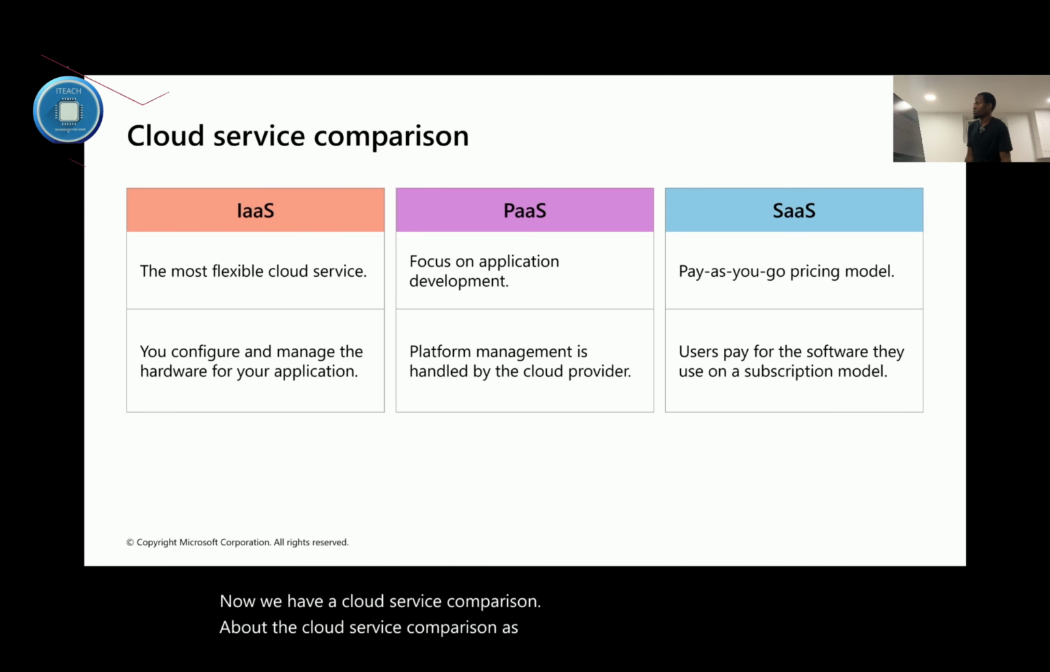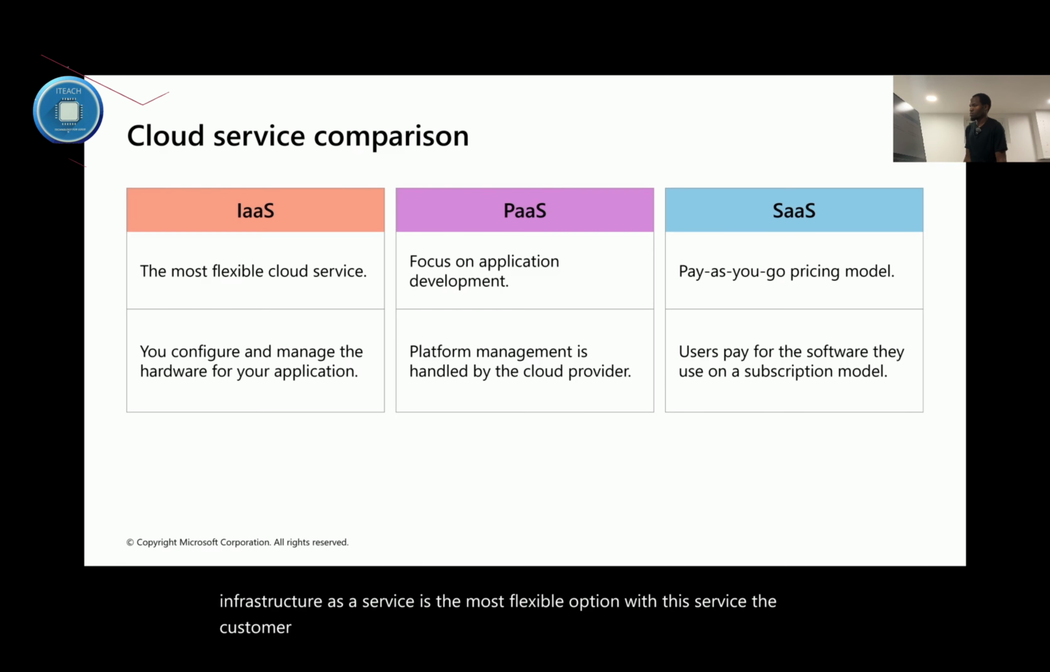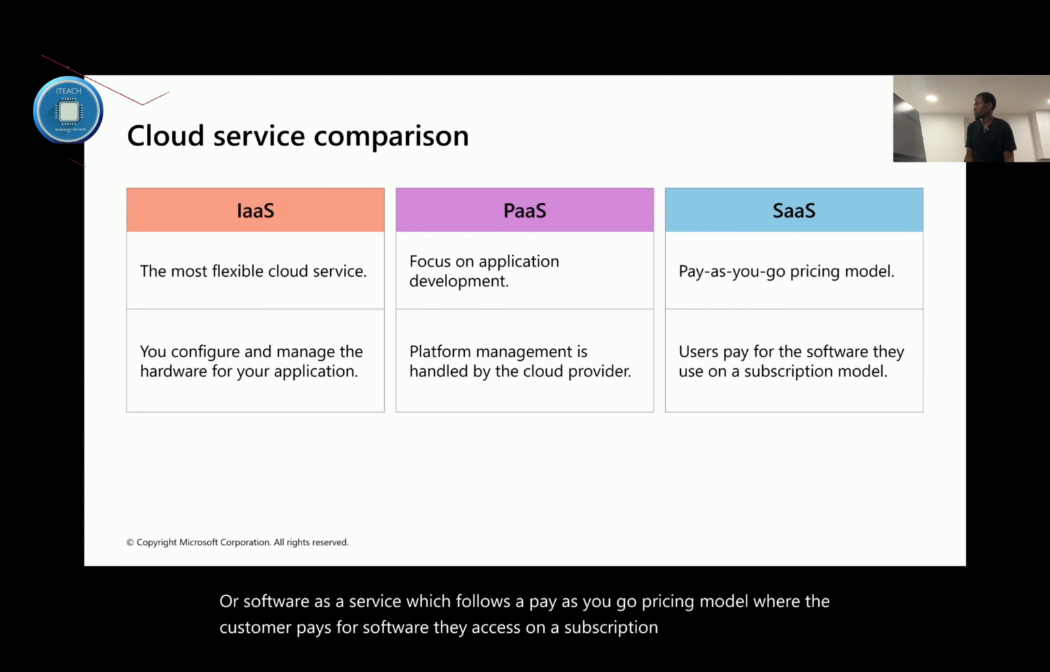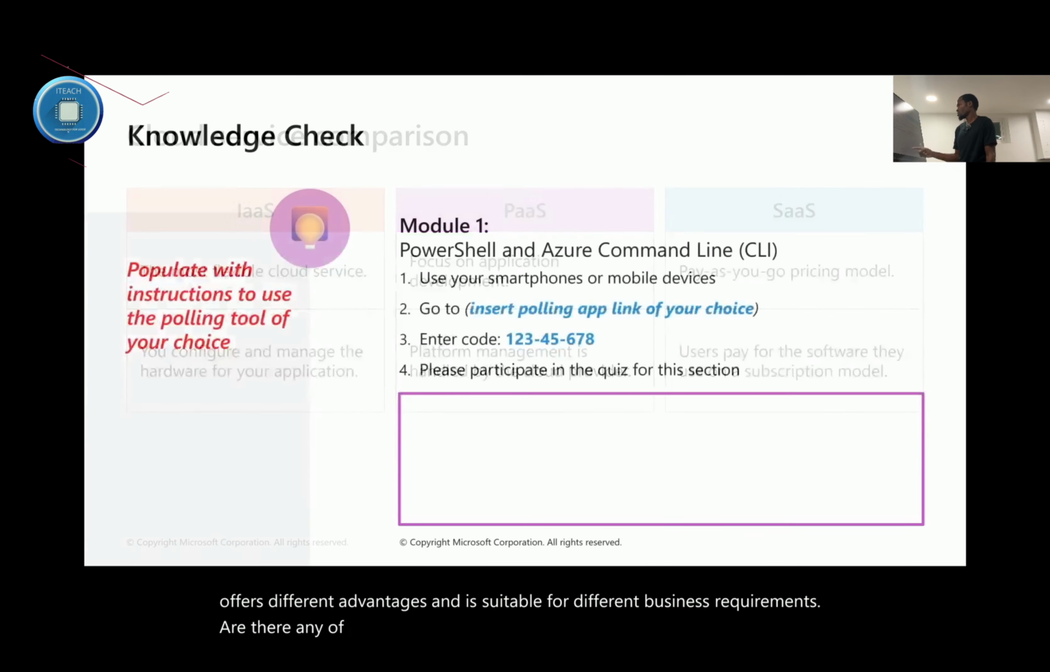As you can see in this slide, we're looking at the three main cloud service models: IaaS, PaaS, and SaaS. IaaS, which stands for Infrastructure as a Service, is the most flexible option. With this service, the customer configures and manages all of their hardware. Next, we have PaaS, or Platform as a Service, which focuses on application development, with platform management handled by the provider. Lastly, there is SaaS, or Software as a Service, which follows a pay-as-you-go pricing model, where the customer pays for software they access on a subscription basis. Each model offers different advantages and is suitable for different business requirements. Are there any of these that you would like to explore further?